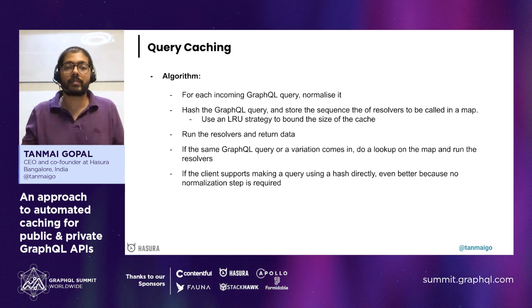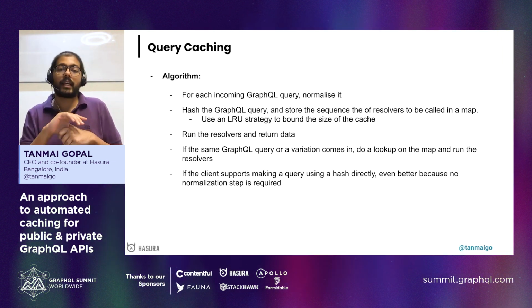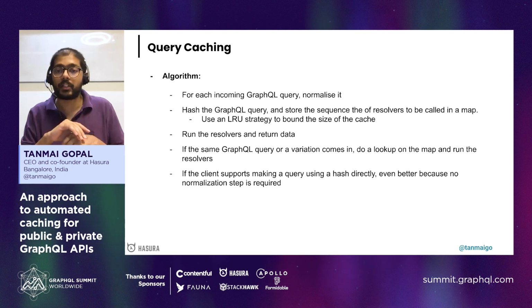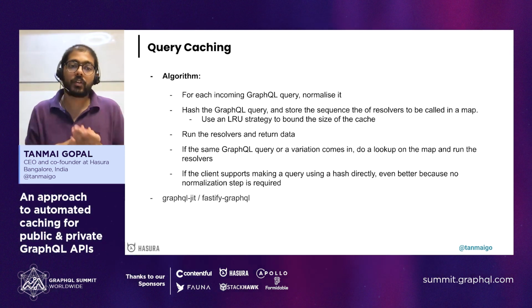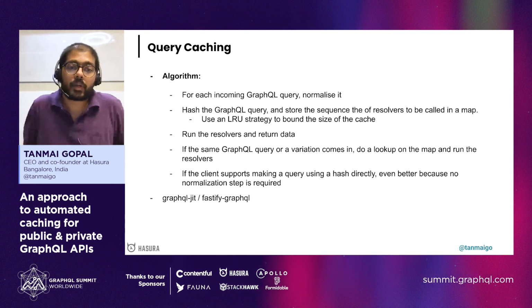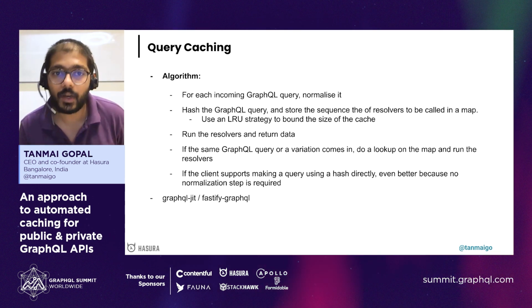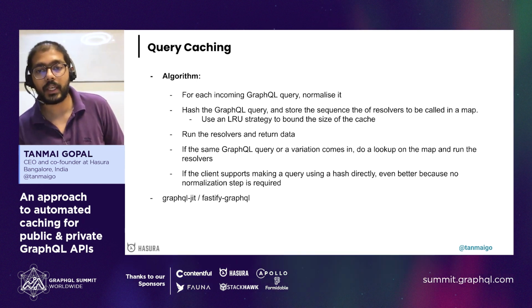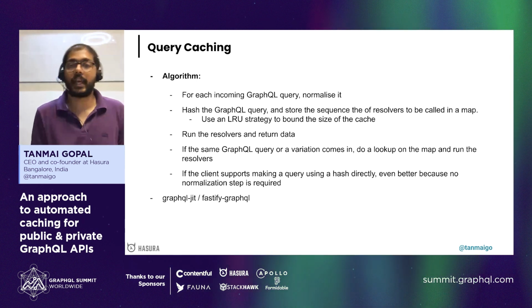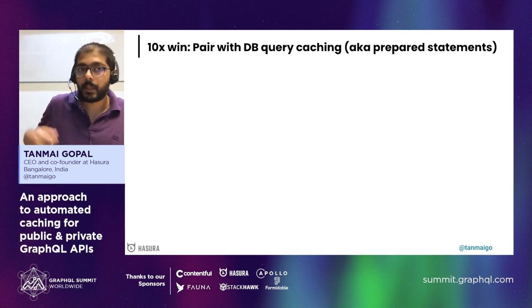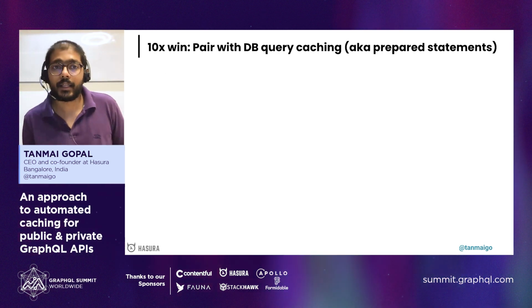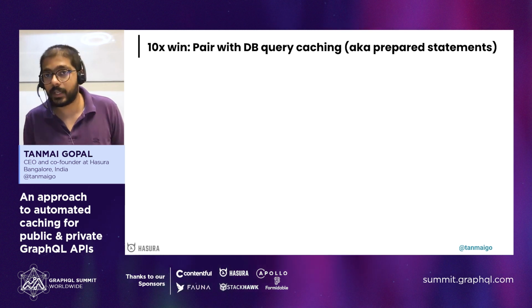The nice thing is that if you have something like an allow list, or your GraphQL client can support making a query using that hash directly, you won't even need to send a GraphQL query in the first place. You can check out approaches like what GraphQL JIT and Fastify GraphQL are doing to understand different flavors of query caching and of optimizing execution plans for executing a GraphQL query. GraphQL query caching is a 10x win when you pair it with database query caching.